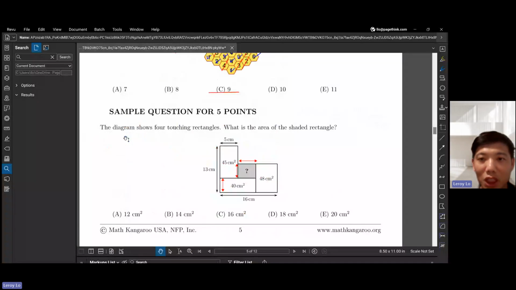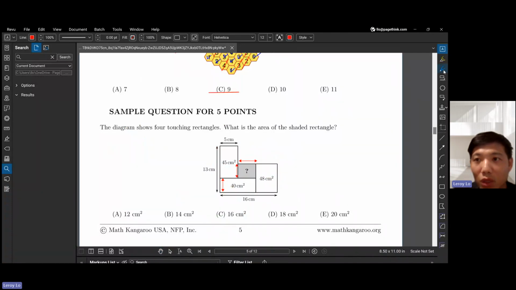It's a very interesting question, I would say. Okay, next question. The diagram shows 4 touching rectangles. What is the area of the shaded rectangle? So in order to get the area, basically we need to know the depth of this, and also we need to know the width of this.